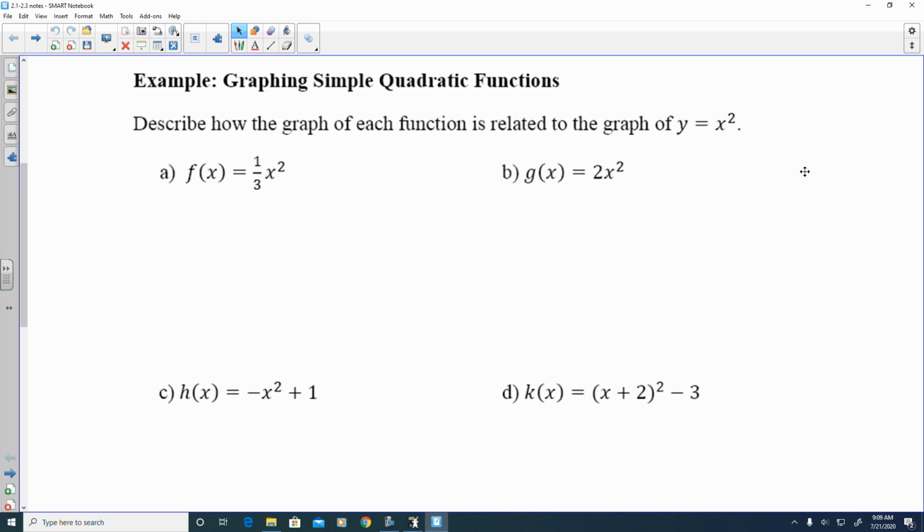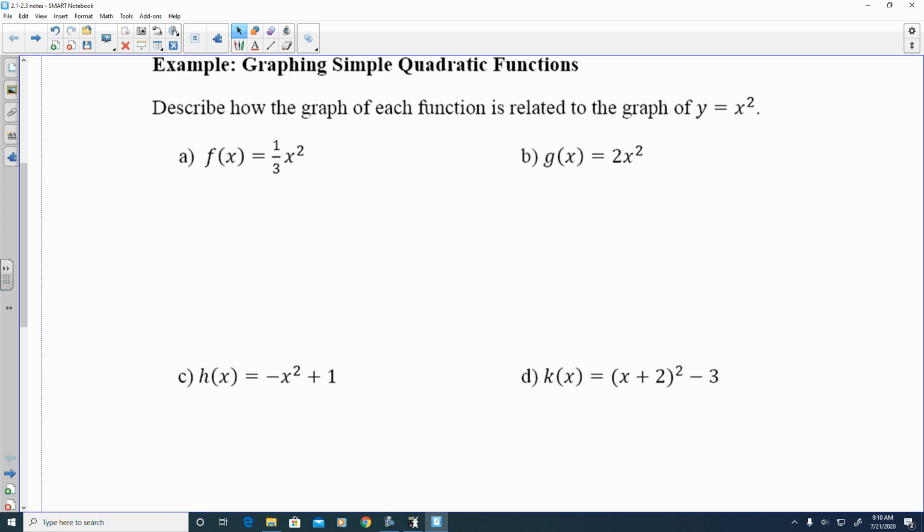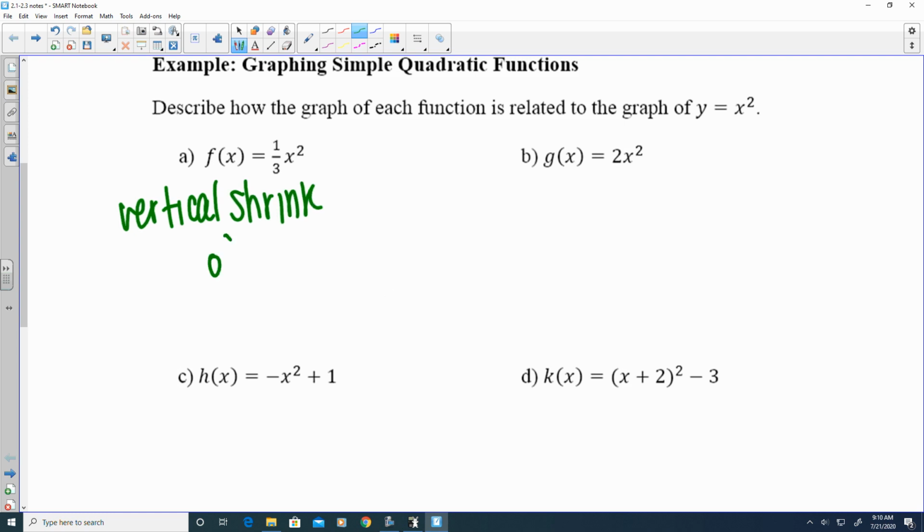Let's think back to chapter 1 where we talked about graph transformations. If we're thinking about the basic graph, x squared, how these 4 different graphs have been transformed. Remember that number in the front, such as 1/3 on letter A, is a vertical stretch or shrink. Since that 1/3 is smaller than 1, that is going to be a vertical shrink by a factor of 1/3.